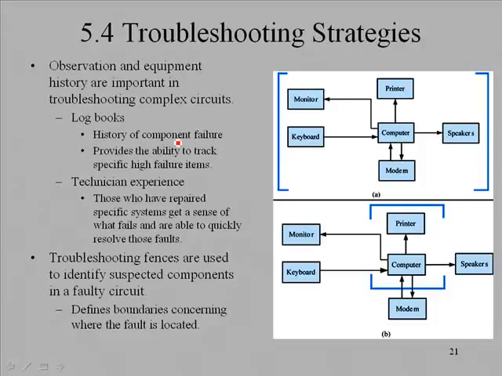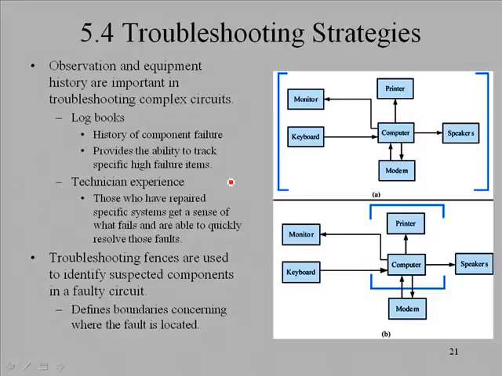Logbooks often can provide a history of component failure. It provides the ability to track specific high failure items, and often if there is a history with a given system and it's been well documented, it will be found that there are very specific items that frequently fail. And if a technician has access to this kind of information frequently, he'll be able to go in and rather than spend many hours diagnosing a problem, he can look at, well, these are the high failure items, and just go specifically to those items and see, well, are those the fault at this point?